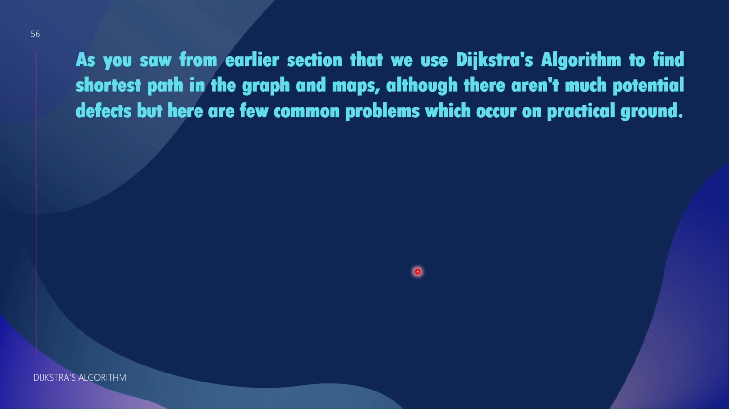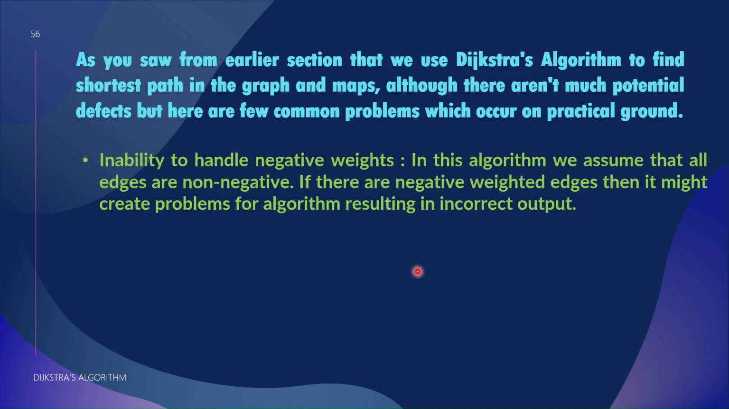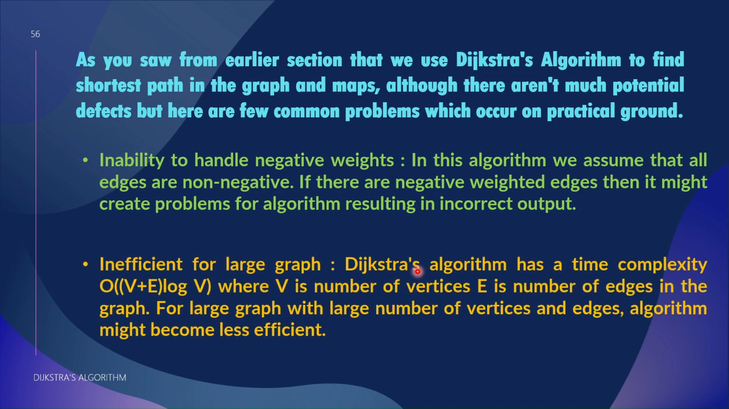So a few problems can occur on the practical ground only. Theoretically, it's not much of a defect. So first one is inability to handle negative weights. In this algorithm, we assume that all edges are non-negative. If any of them were to be negative weighted, then the algorithm might consider it as a lower value and it might result in incorrect output.